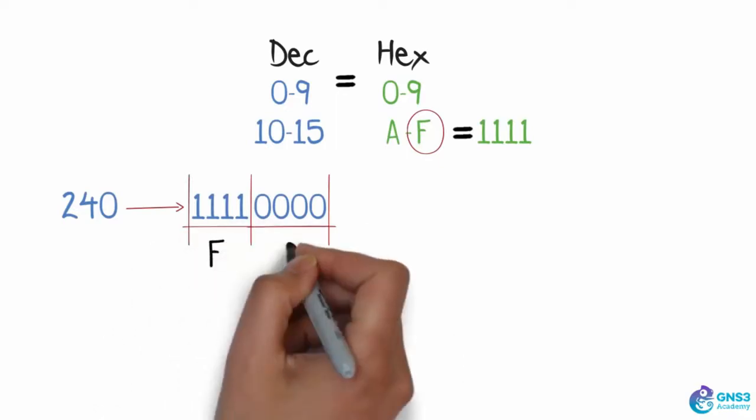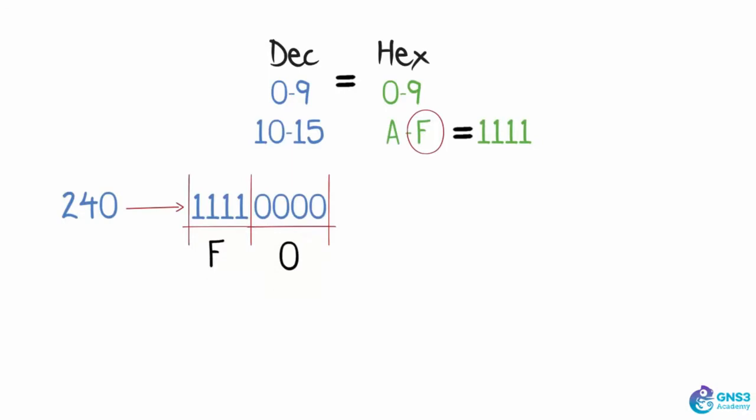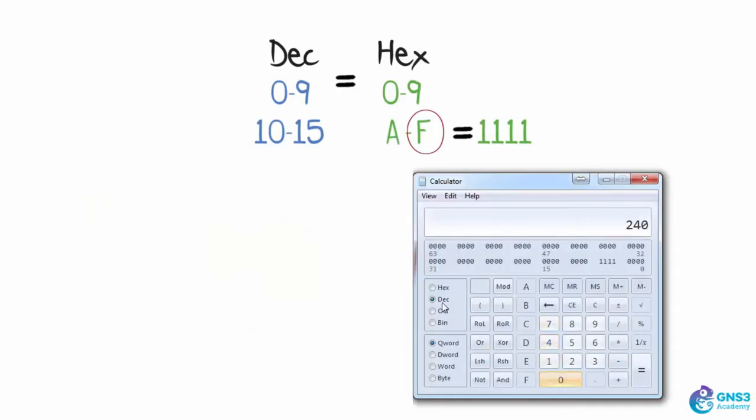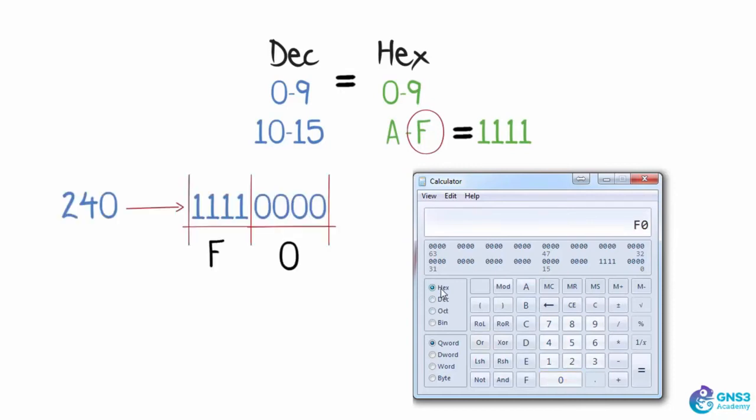So this is F, and this is a 0. And you can see that using a calculator. So 240 in decimal equals F0 in hexadecimal, as we worked out.